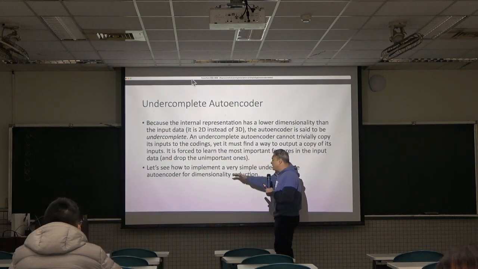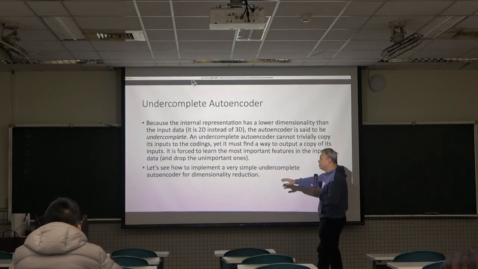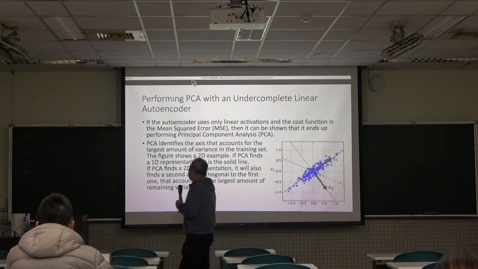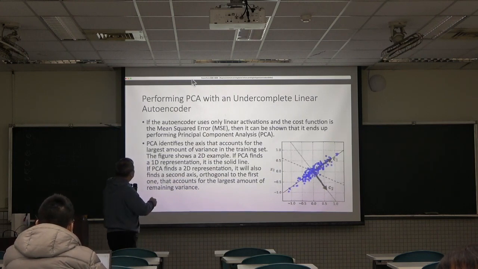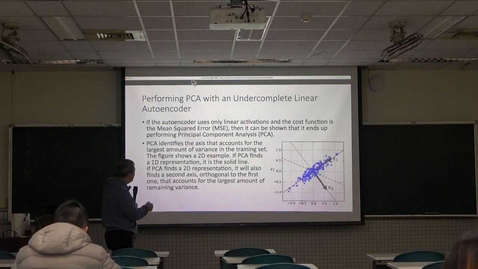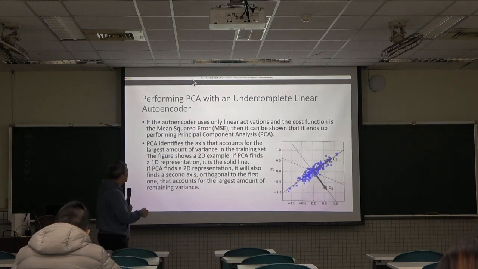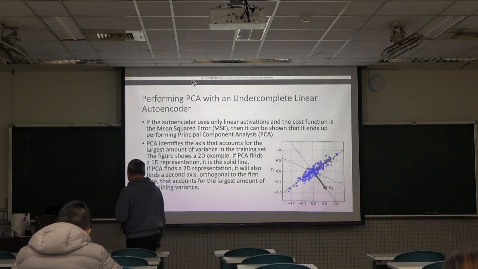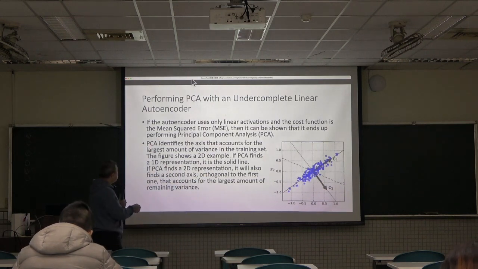So let's see how to implement a very simple under-complete autoencoder for dimensionality reduction. By the way, what is dimensionality reduction? If the autoencoder uses only linear activation and the cost function is the mean square error (MSE), then it can be shown that it ends up performing PCA. PCA is the famous method to perform dimensionality reduction. So PCA identifies the axis that accounts for the largest amount of variance in the training set.